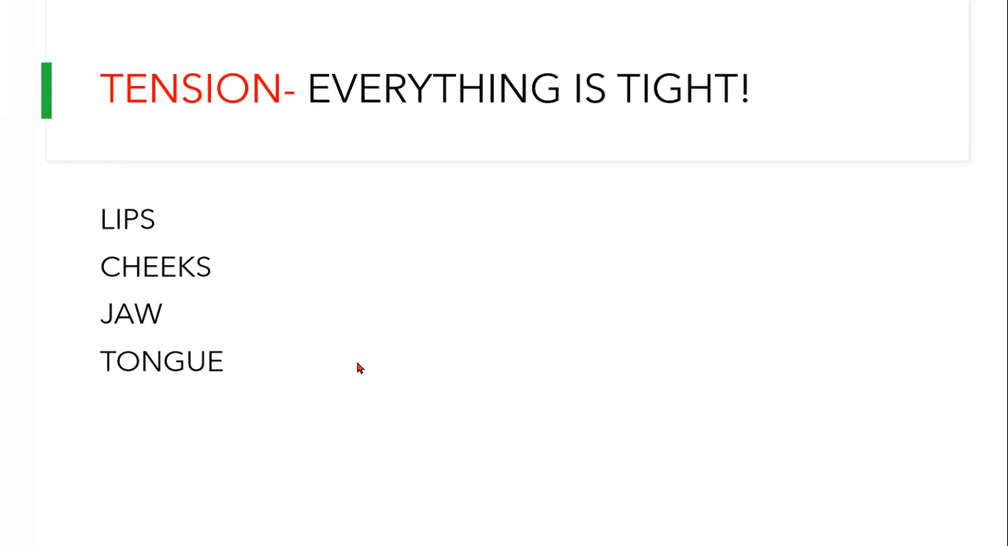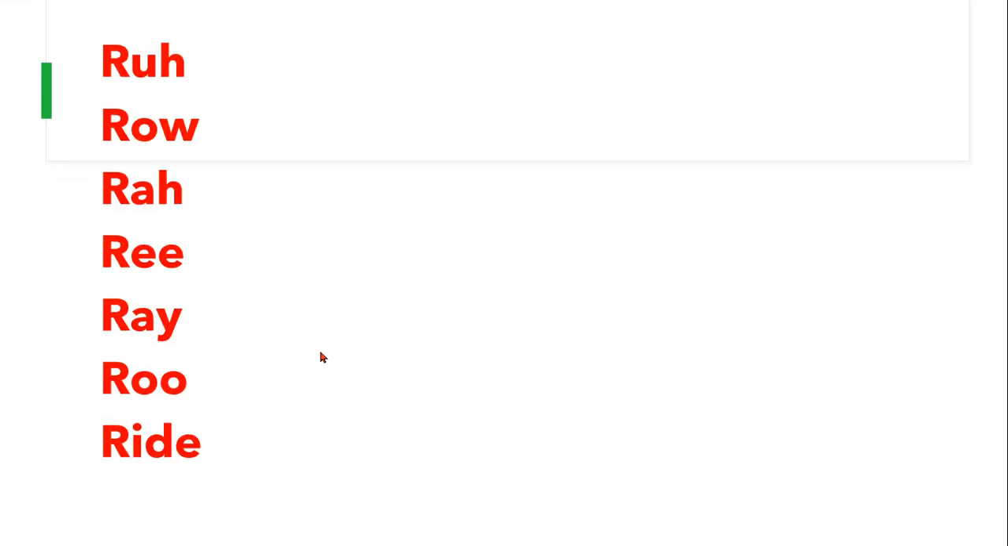And lastly, we talked about tension in the speech room. Remember, we wrote it on the board. That means everything is tight. Sometimes we even pulled up on the chair to make our whole body tight. That means that your lips are tight, your cheeks, your jaw, and your tongue. I'm sure you remember getting a little bit tired in your face when we did our words. That's good practice for your muscles.